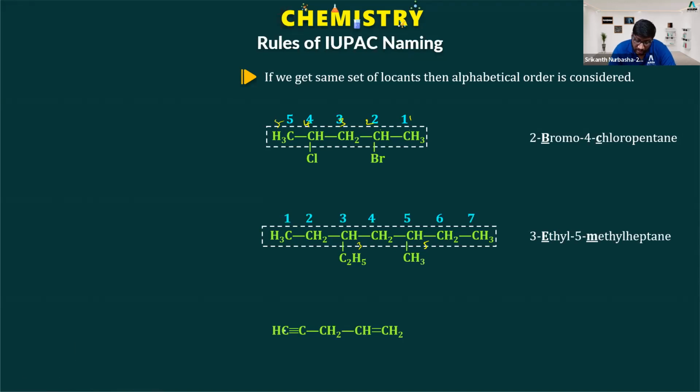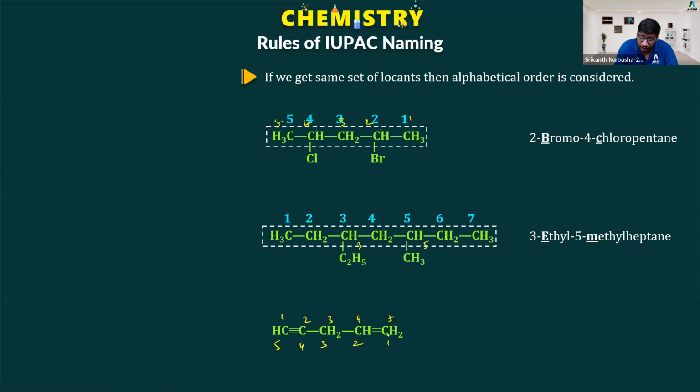Now try to give the numbering CH triple bond C, CH2, CH double bond CH2. I can give numbering in this fashion 1, 2, 3, 4, 5. I can also give numbering in this fashion 1, 2, 3, 4, 5. So we all know that double bond should be given highest priority when compared to triple bond, but that is based on again alphabetical order only.